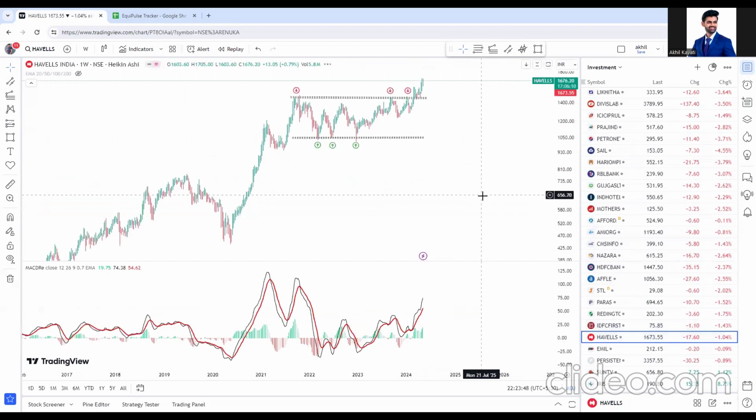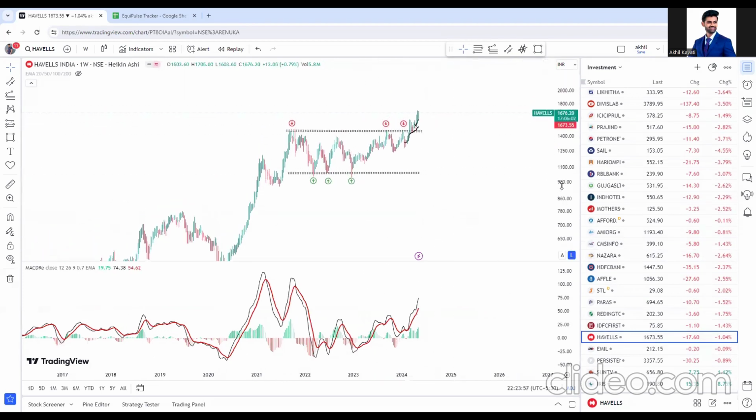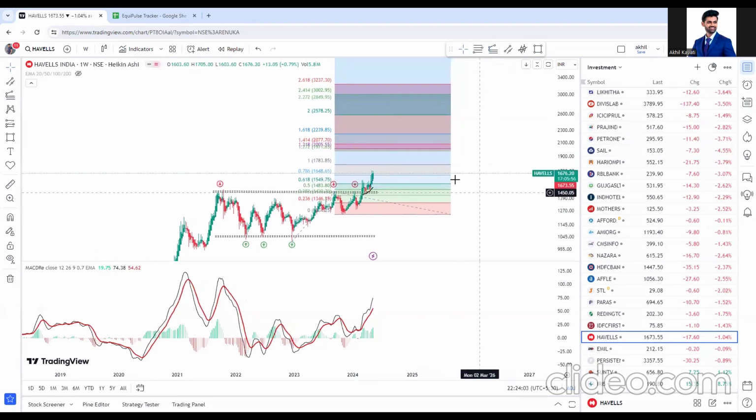So then switching to Havells again, a nice bull run here. Then we corrected all the way till here. We started a wave one, wave two, and we are in wave three. Just measuring the size of it. So taking from bottom to top and placing it at wave two. So equality points us to 1783, and 1.618 is at 2200.